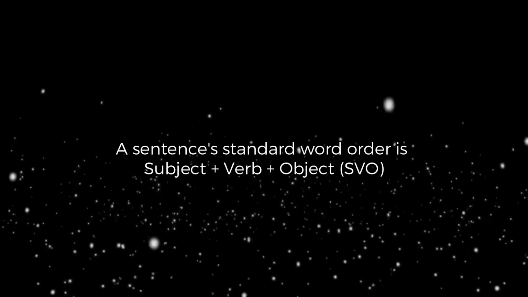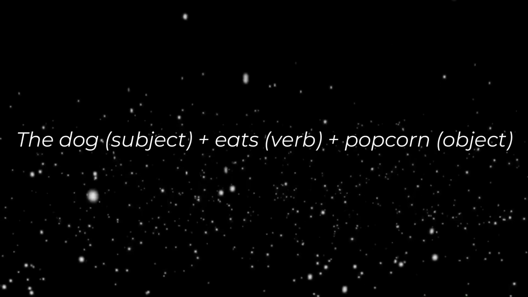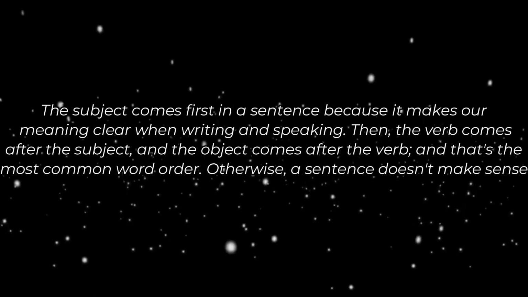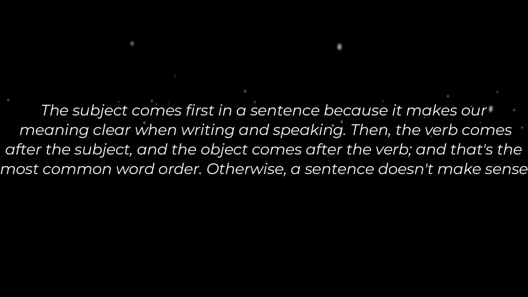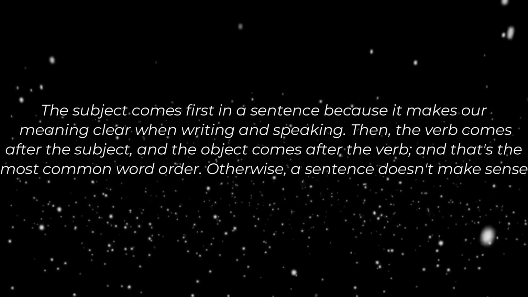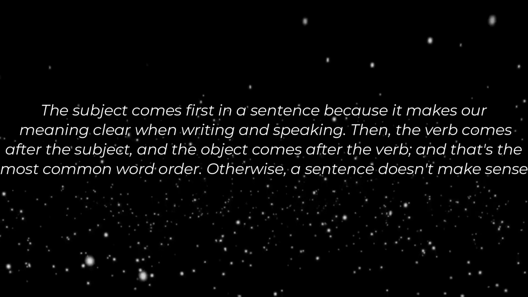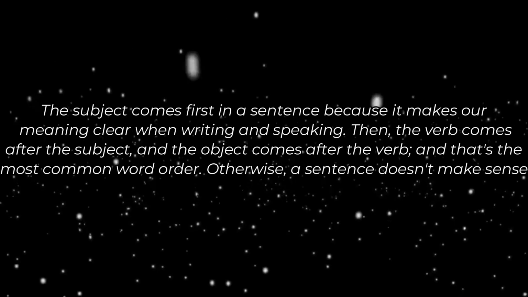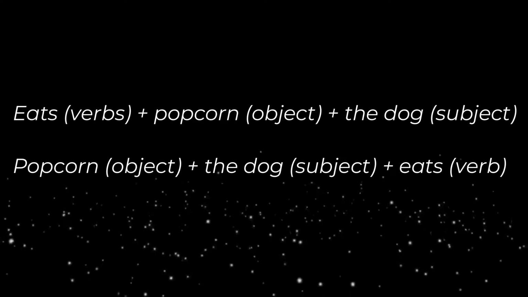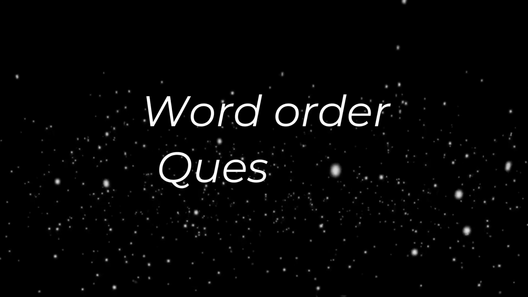Remember, the subject is what the sentence is about, so it comes first. For example, the dog eats popcorn. The subject comes first in a sentence because it makes our meaning clear when writing and speaking. Then the verb comes after the subject and the object comes after the verb. And that's the most common word order. Otherwise, a sentence doesn't make sense, like this: Eats popcorn the dog. Popcorn the dog eats.